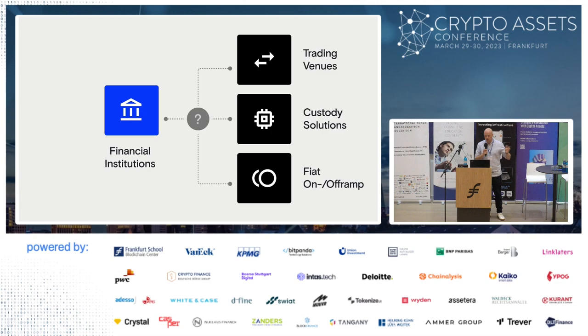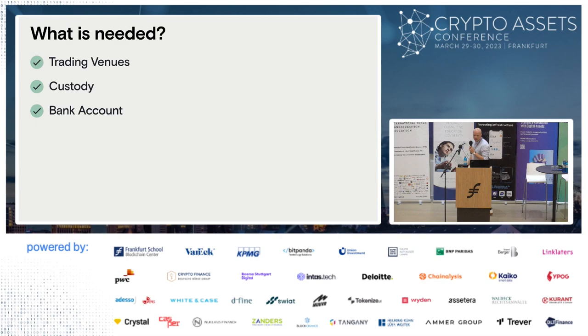So as mentioned at the beginning, here's a checklist. When we start, what is needed? You need at least one trading venue. Best case would be multiple trading venues. You need custody where the assets are stored, and you need bank accounts or a fiat on- and off-ramp, depending on whether the core banking system is providing something like this.